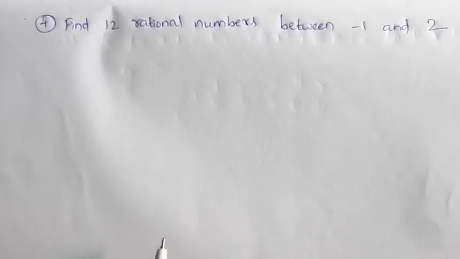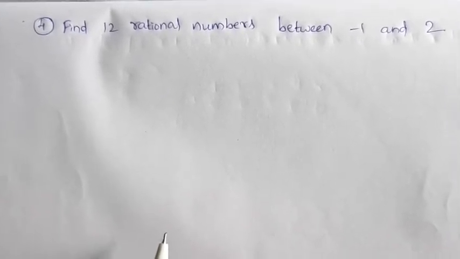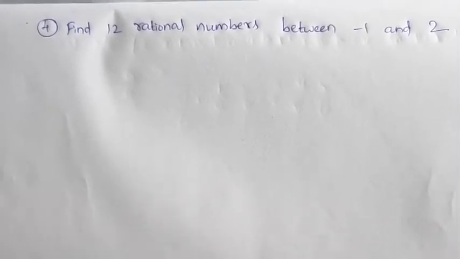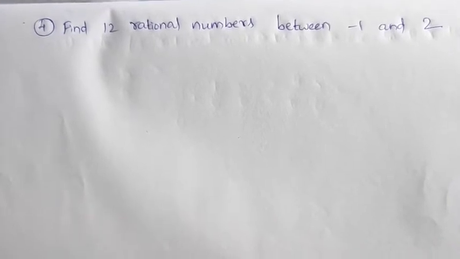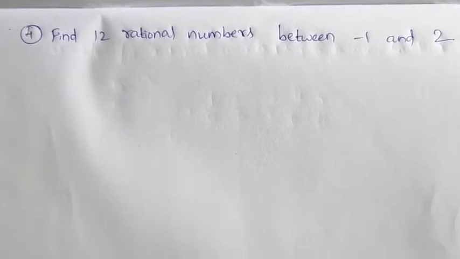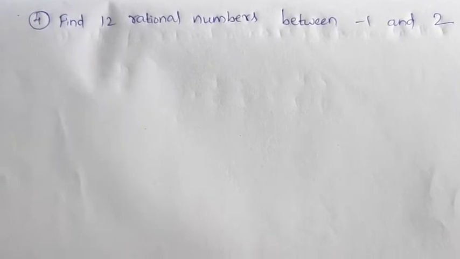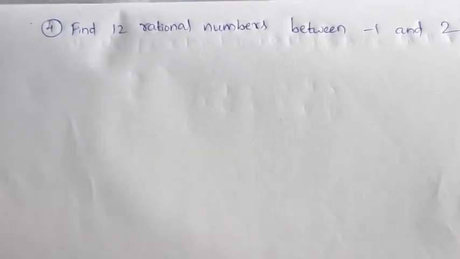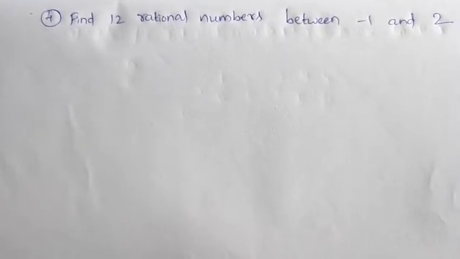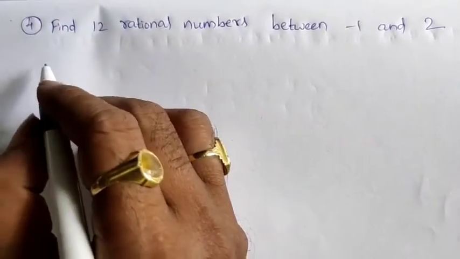Find 12 rational numbers between minus 1 and 2. Now let us observe the next question: find 12 rational numbers between minus 1 and 2. Here we have to approach with any one method, that may be the mean method or making the denominators of the given rational numbers equal. Making the denominators equal is somewhat an easy method. So what is the mean method? First we solve using the mean method.